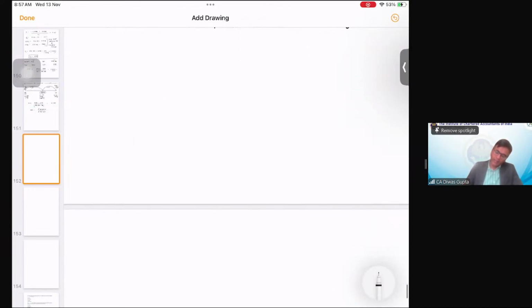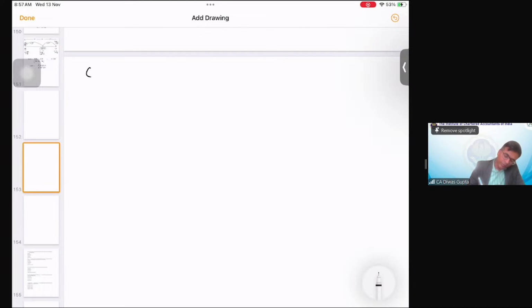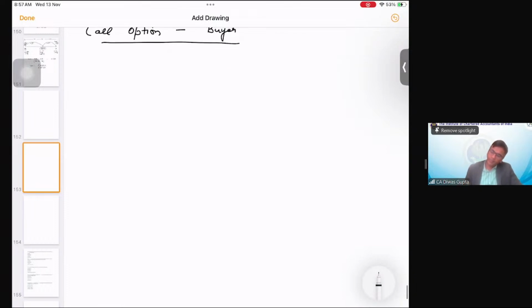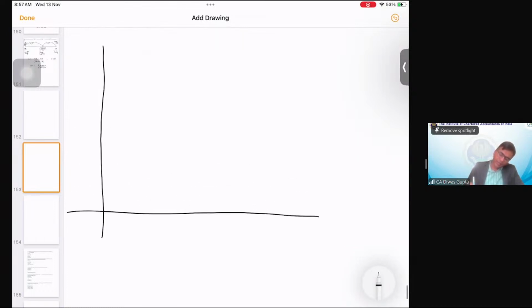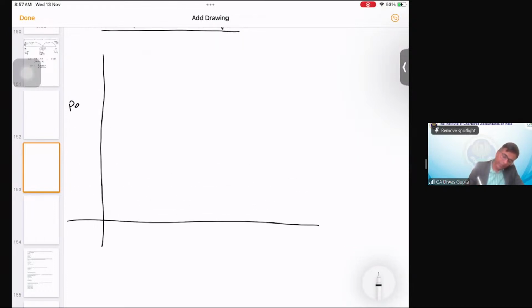Okay, so let's understand through some of the charts also. Let's take call option buyer, right? The holder of the call option. These were the payoff charts that we discussed earlier. Payoff, and here we said there is a price, right? And the chart was looking like this.